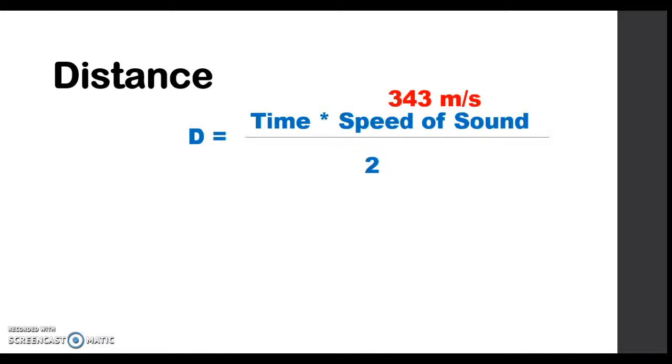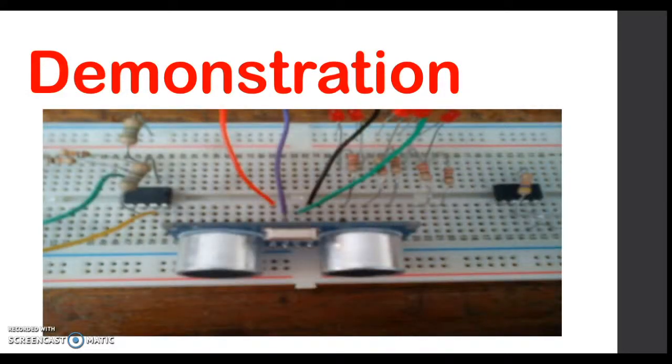So here's a demonstration regarding the working ultrasonic sensor. So first, we wire the sensor accordingly. The red wire is the VCC input. We connect it to the 5-volt source. The black wire is the ground input. The purple wire is the trigger input. We connect it to a function generator. Then the green wire is basically the echo input.